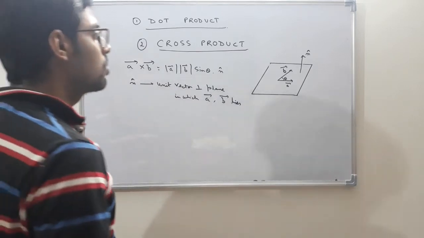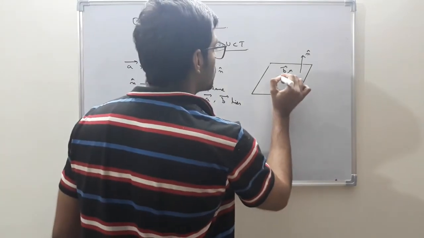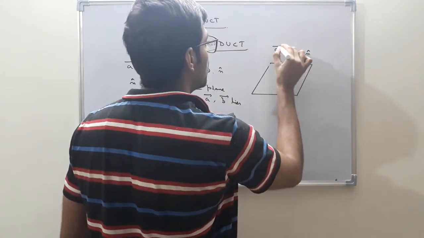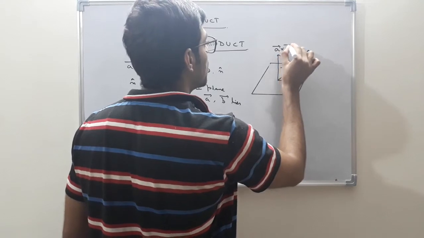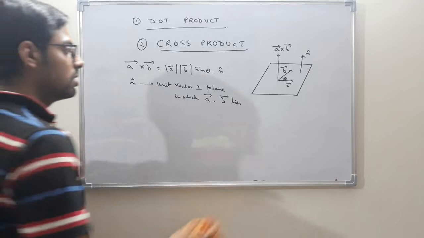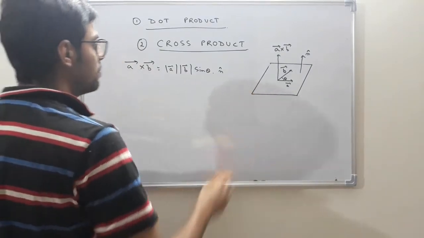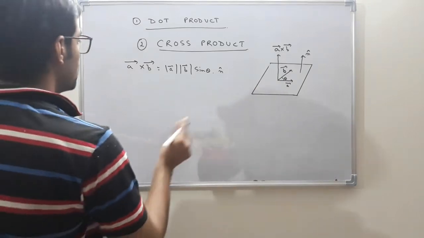Okay, it is a cross product. Therefore what will be the direction of the cross product? The direction of the cross product will be this, A vector cross B vector. So this will be the direction of the cross product of two vectors A and B. So what is the geometrical significance here? Let us see the geometrical significance.